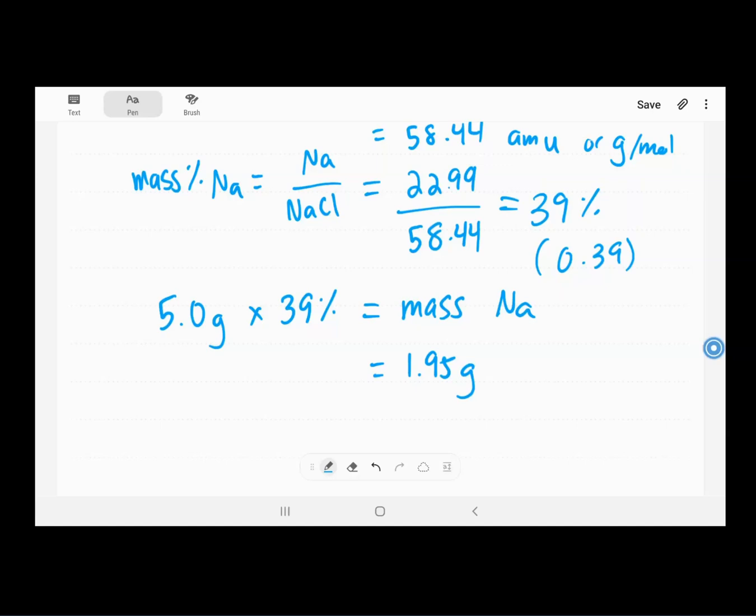Okay, so if you're eating 5 grams of salt, you're going to get just under 2 grams of sodium out of that. So this is important, of course, for people who need to watch their sodium.